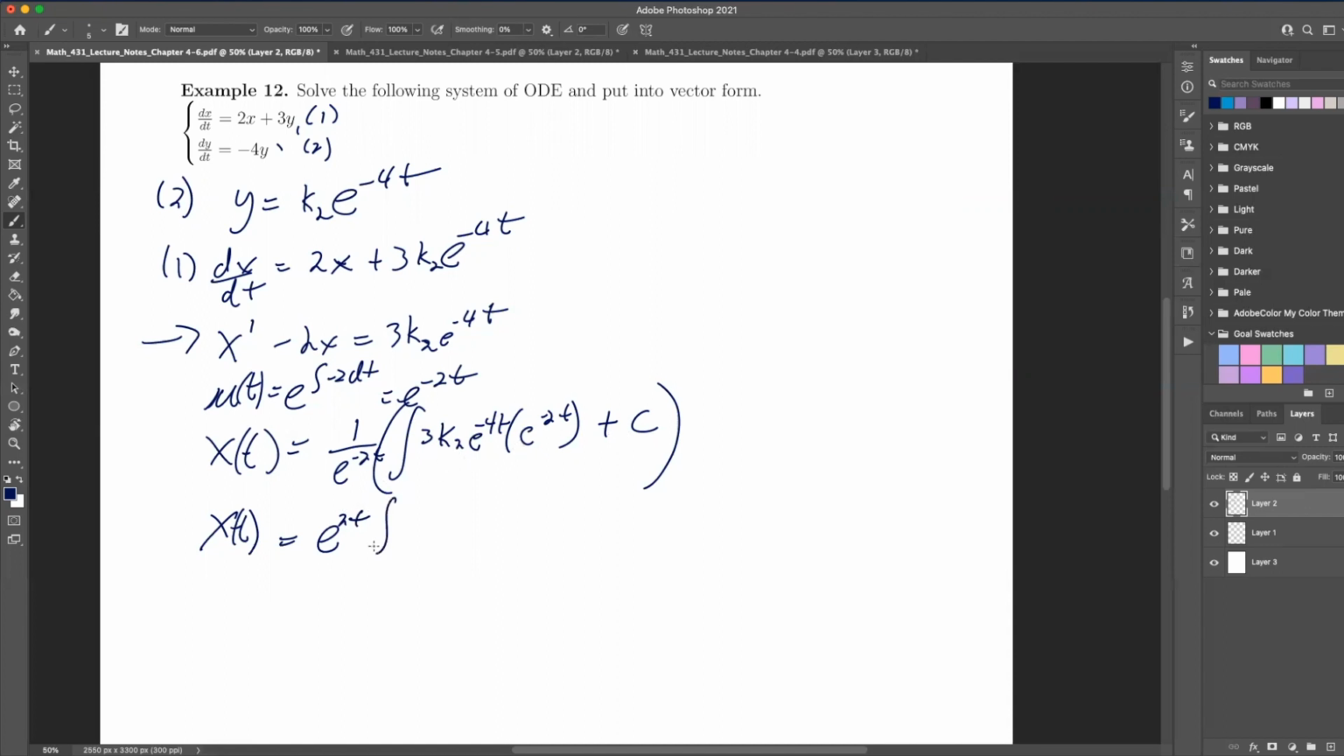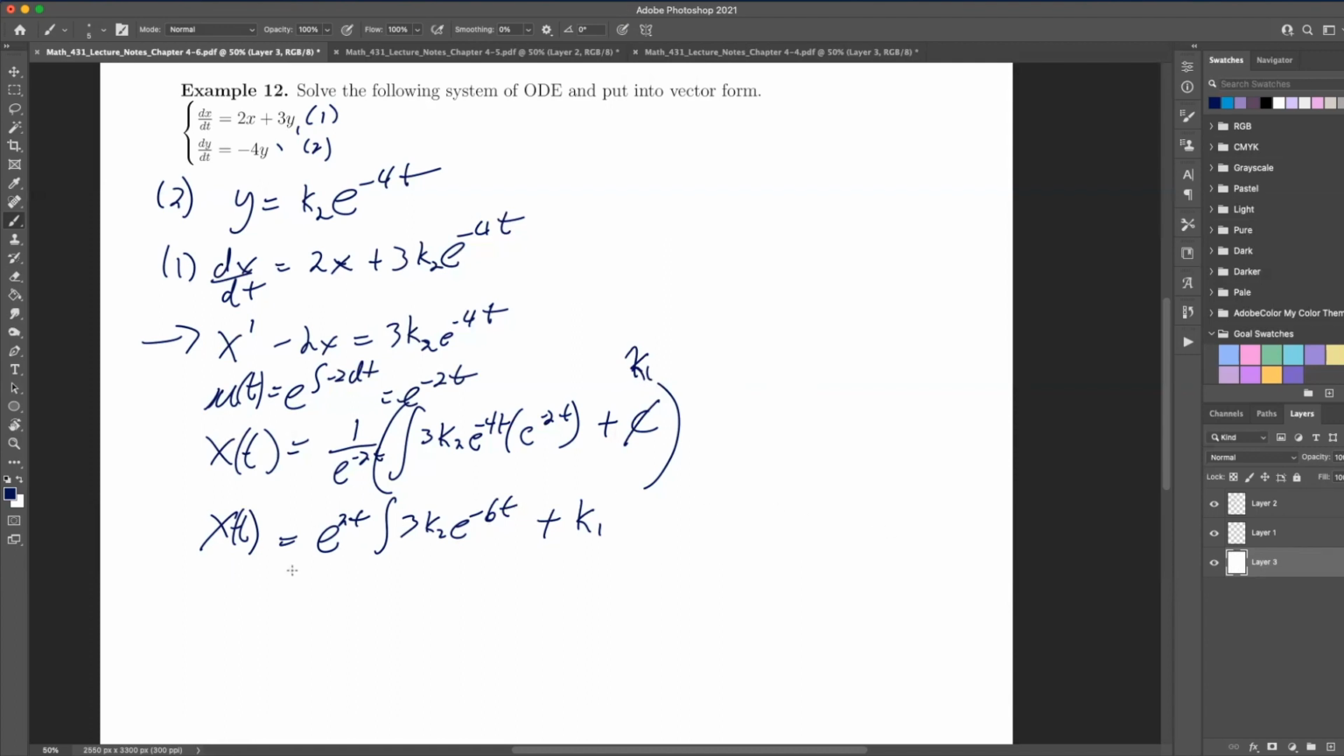Here, if I simplify this, this is the integral between 3k2 e to the minus 6t plus, and instead of just saying this is c, we're going to call this k1. In fact, for consistency, instead of a c here, let's put k1 to make sure it's the unknown constant for the x variable.